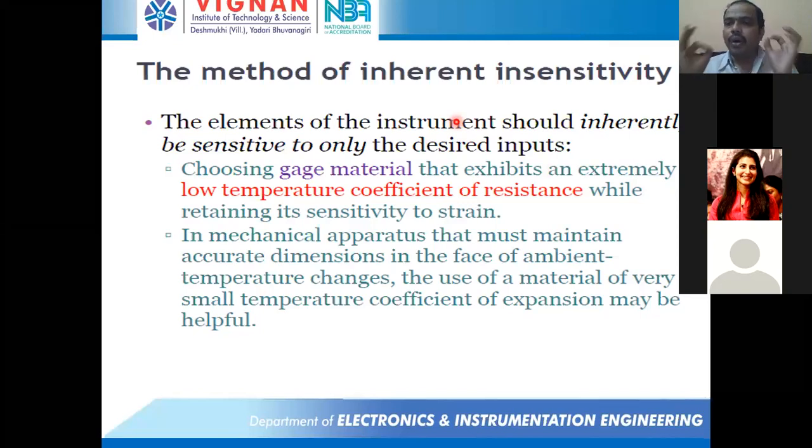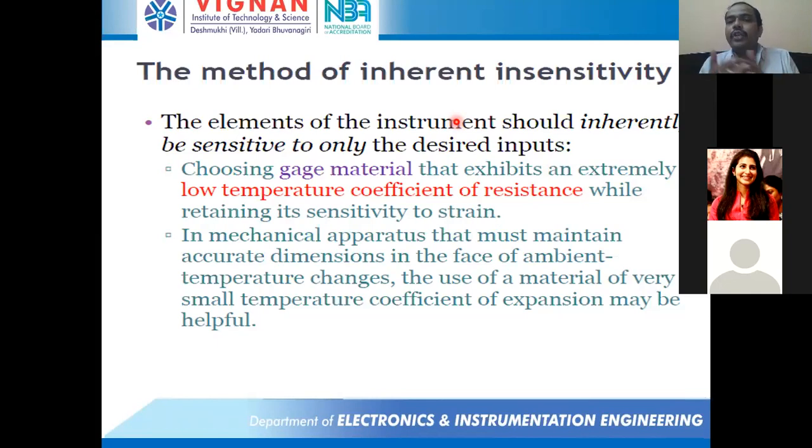Every material in the world, every conducting material, semiconductor material, their resistance will change due to change in temperature. That may be high or low. If the change in resistance is high with change in temperature, then it is called a high temperature coefficient of resistance. If even with a large temperature change we observe only a small change in resistance, then we can call it a low temperature coefficient of resistance.